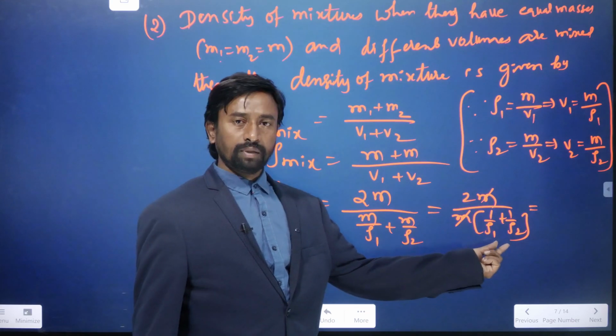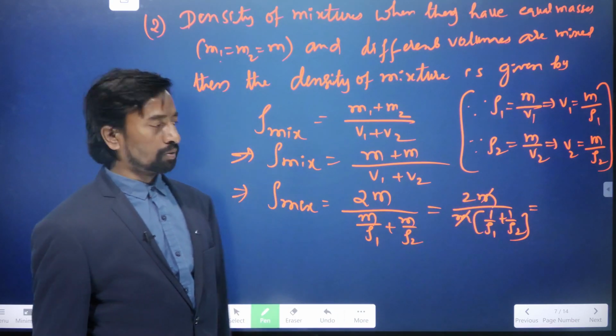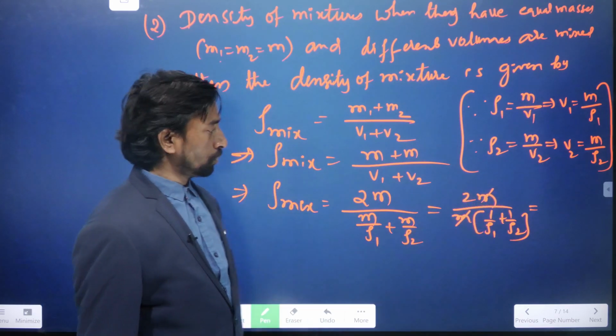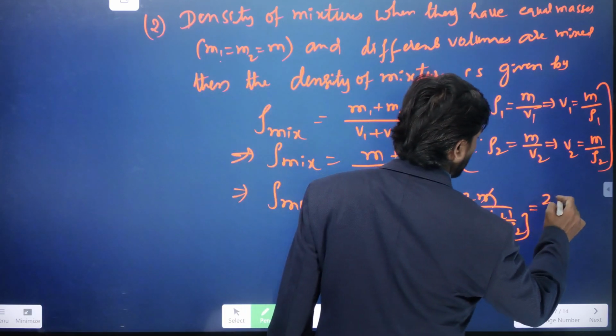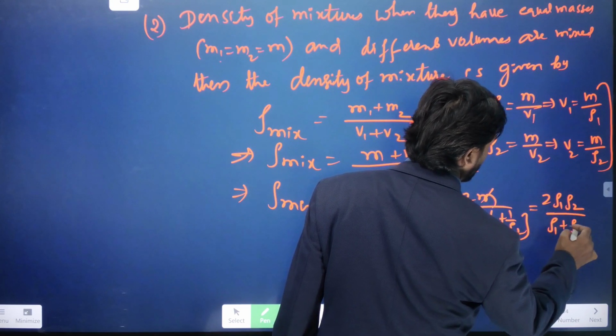So rho 1 rho 2 will be the LCM. Then here rho 2 plus rho 1 will become. So as a whole we'll get 2 into rho 1 rho 2 in the numerator. 2 into rho 1 rho 2 divided by rho 1 plus rho 2 we will get there.